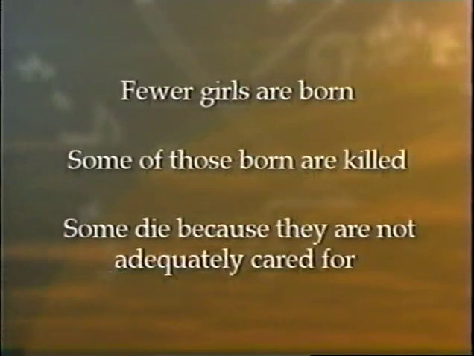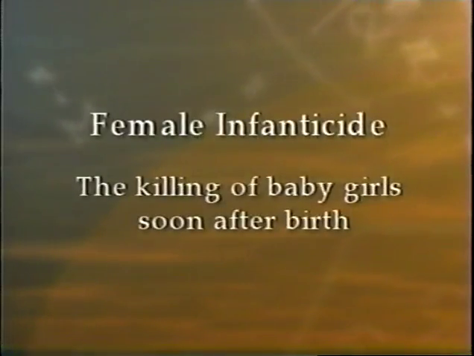A discriminatory shortfall of girls in the population can be attributable to 3 human-made causes. Fewer girls are born, some of those born are killed, and some die because they are not adequately cared for. The most extreme form of discrimination is the practice of female infanticide, the killing of baby girls soon after birth. Infanticide has a long history, and although it continues today, it is unlikely that it can account for the observed 100 million shortfall of women highlighted by Amartya Sen.